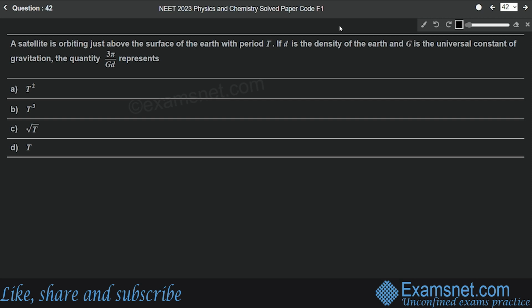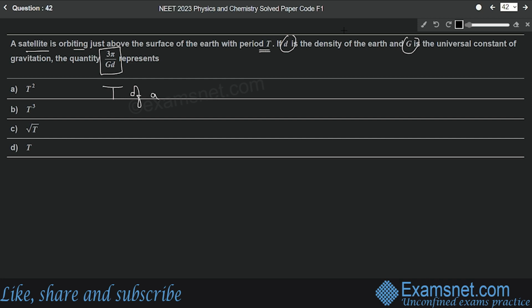Question number 42 is from the chapter Gravitation, and the question is, a satellite is orbiting just above the surface of the Earth with time period T. If d is the density of the Earth and G is the universal constant of gravitation, the quantity 3 pi by Gd represents. So what is time period of a satellite?